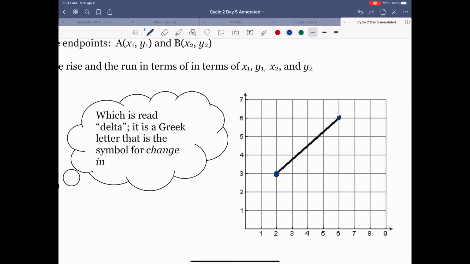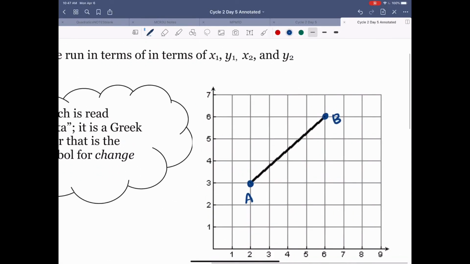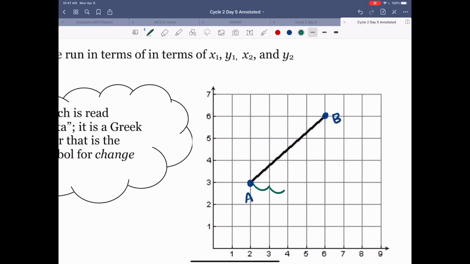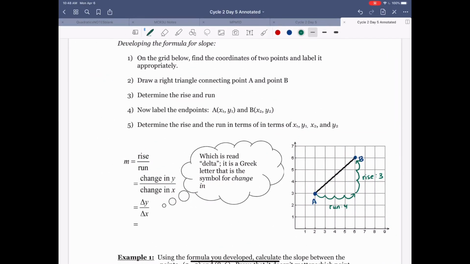Well, if I pick the coordinates towards the end, I would have coordinate A and coordinate B. All right, so draw a right triangle connecting point A and point B. I usually draw these bubble arrows to keep track of how much I'm going towards the right or left. So I have a run of 4 because I went left to right by 4. I have a rise of 3 because I went up 3. Determine the rise and run. I already did that while I was doing step 2. Now label the endpoints A, x1, y1, and B, x2, y2.